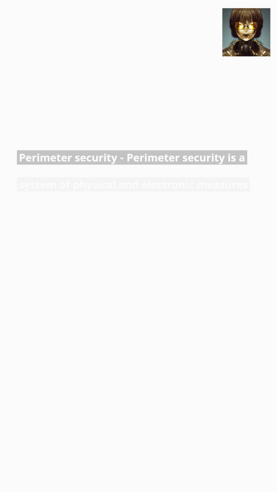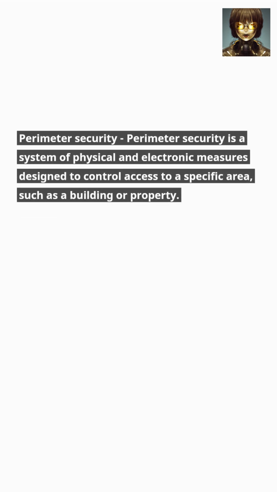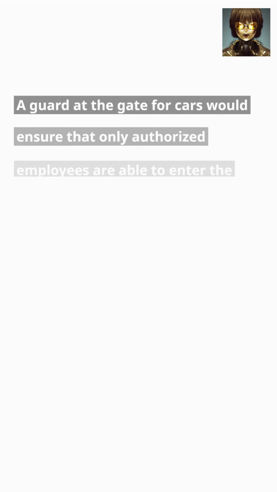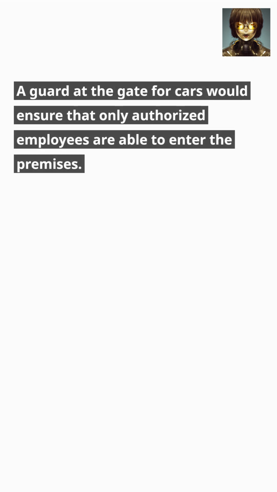Perimeter security. Perimeter security is a system of physical and electronic measures designed to control access to a specific area, such as a building or property. A guard at the gate for cars would ensure that only authorized employees are able to enter the premises.